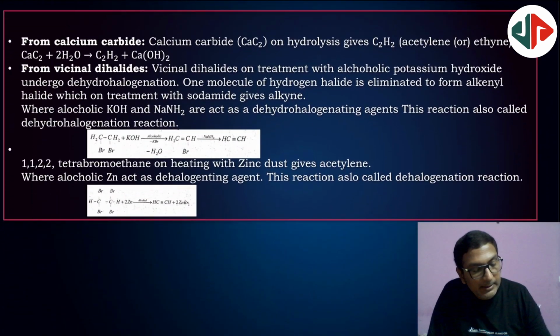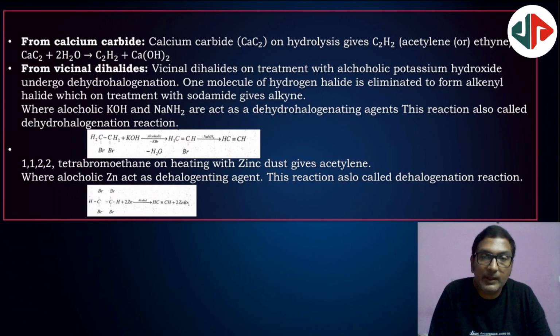Next, preparations. From calcium carbide on hydrolysis, it gives acetylene. Next, from vicinal dihalides, alcoholic potassium hydroxide, that means dehydrohalogenation, gives corresponding alkynes.